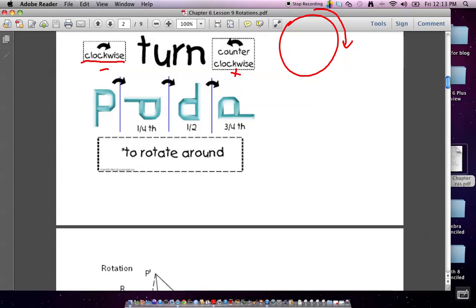Now, if I turn another 90 degrees, that would be as if I turned 180 degrees. And now, where it was on the bottom, I turn another 90, now it's facing to the left.